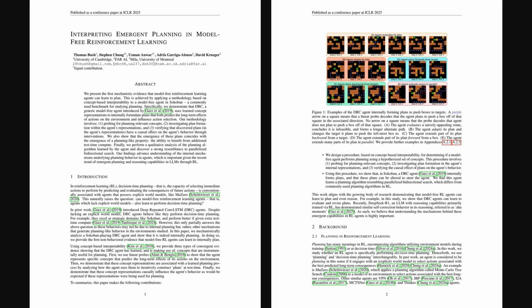So, wrapping things up, this work really provides the first strong mechanistic evidence that model-free agents can learn genuine planning. They identified specific concepts, agent approach and box push, that the agent uses internally in a search-like way. And crucially, these concepts are causally linked to the agent's actions and planning improvements.